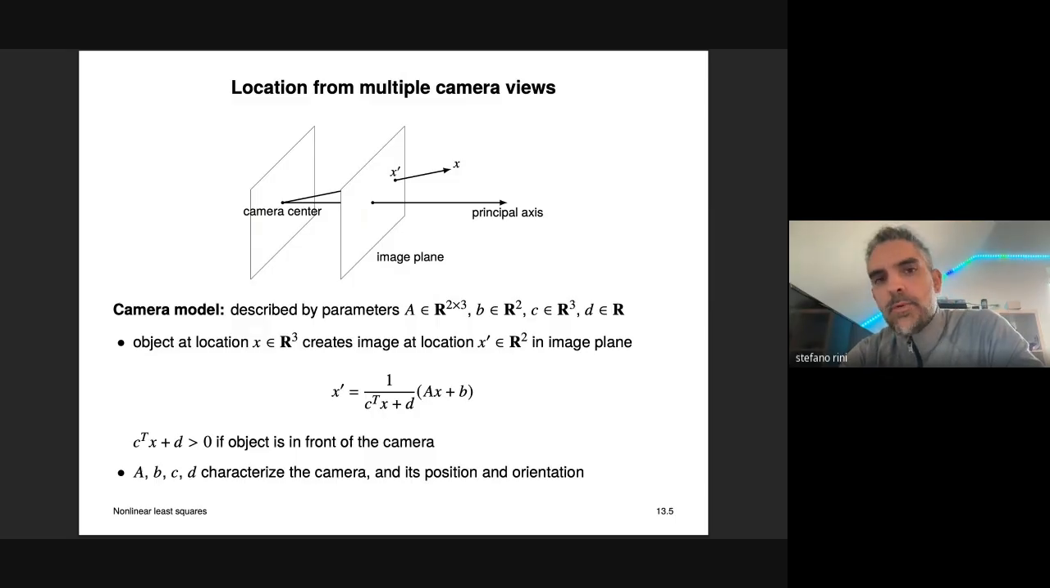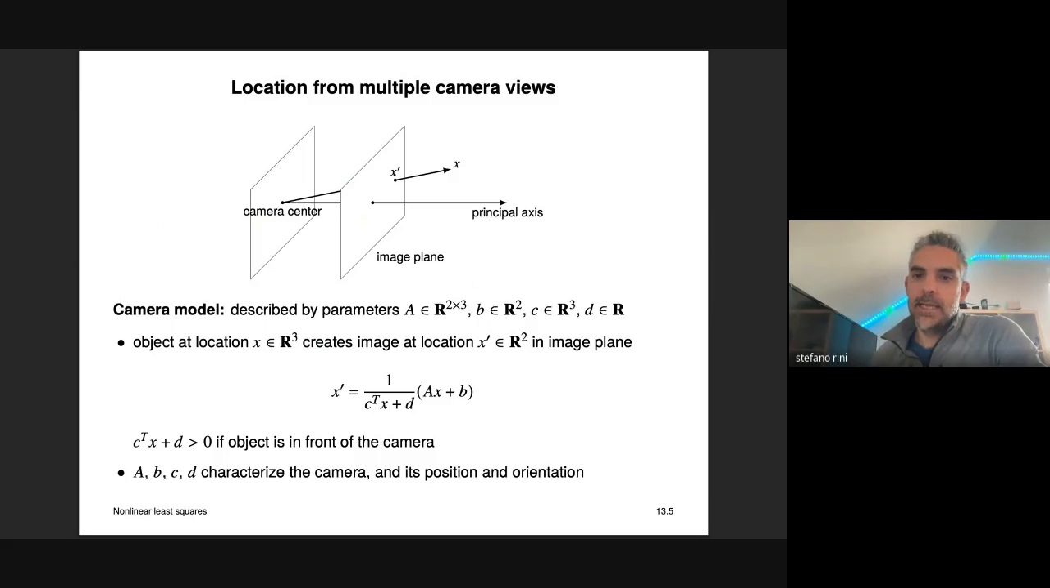Another classical example is localization from multiple camera views. Let's say you have a certain intersection, you're trying to locate a pedestrian in it, and you have multiple cameras on the intersection. Then you will be given a camera model. The camera model is an A matrix, which is 2 times 3. Why? Because the 3D scene is projected on the 2D plane.